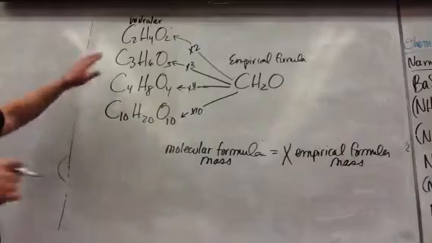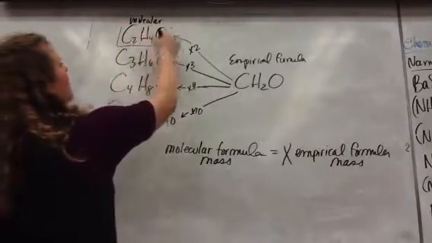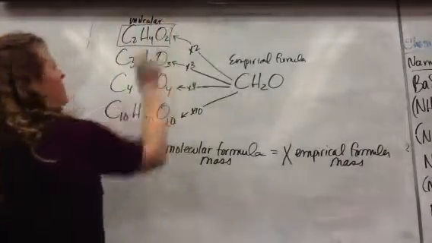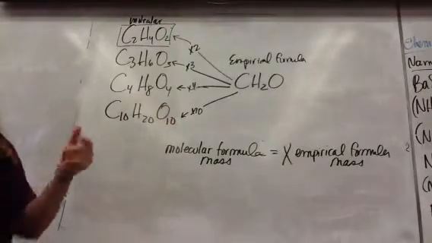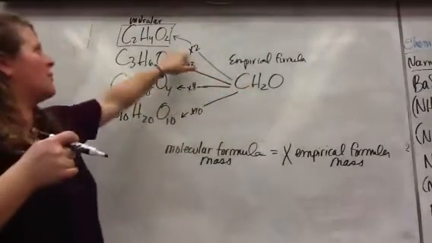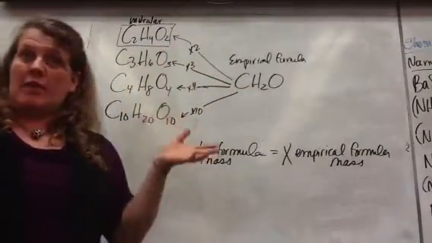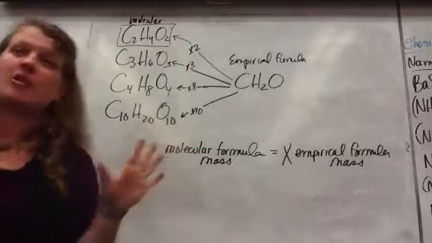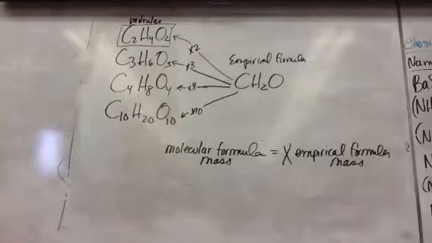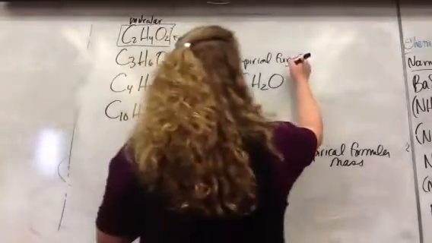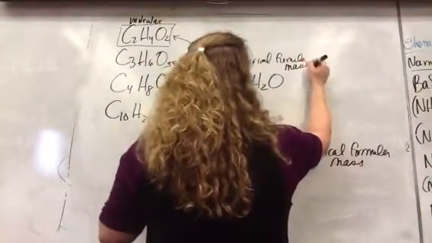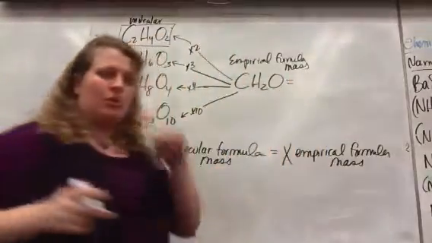Okay, let's practice with this one. So you guys were all able to just intuitively see that if we multiply this empirical formula by 2, we get that molecular formula. You didn't have to do that algebraically. You didn't have to use your calculators. You didn't have to do anything. Well, let's find the mass of CH2O.